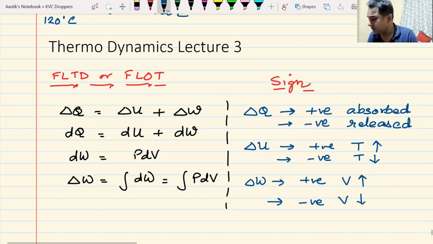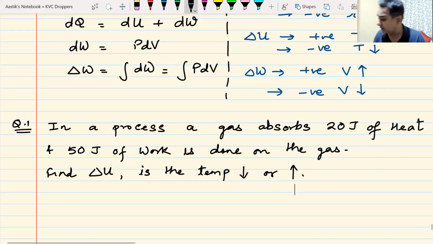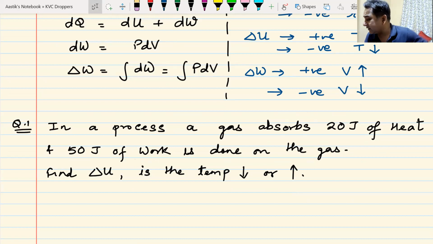I'll give you a minute to think about it and give me the answer. I have paused the screen. So the question comes right now on the screen. In a process, gas absorbs 20 joules of heat, 50 joules of work is done on the gas. Find the change in internal energy. Is the temperature of the gas increasing or decreasing? You have a minute to win it.